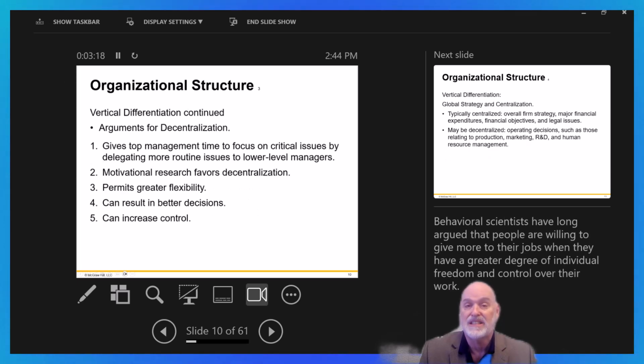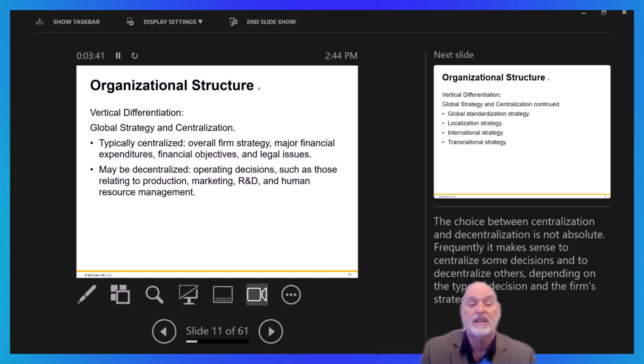Arguments for decentralization include giving top management time to focus on critical issues by delegating more routine issues to lower-level management. Also, motivational research favors decentralization, and it permits greater flexibility and also can result in better decisions and increased control.